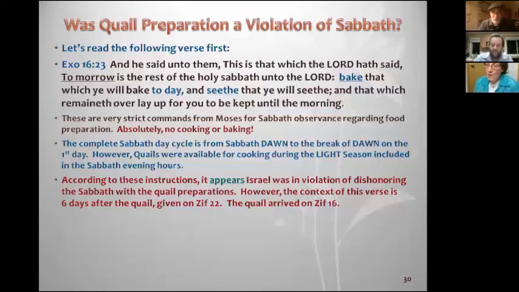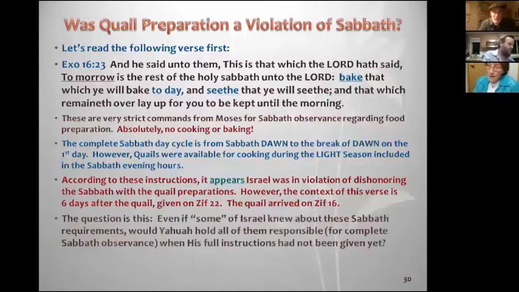However, this is what we have to remember. The context of this verse is 6 days after the quail, given on the 22nd month of Ziph. The quail had arrived on the 16th. So the question now is this: even if some of Israel knew about these Sabbath requirements, would Yahuwah hold all of them responsible for complete Sabbath observance when his full instructions had not been given yet? Or would he wink at their ignorance this time?